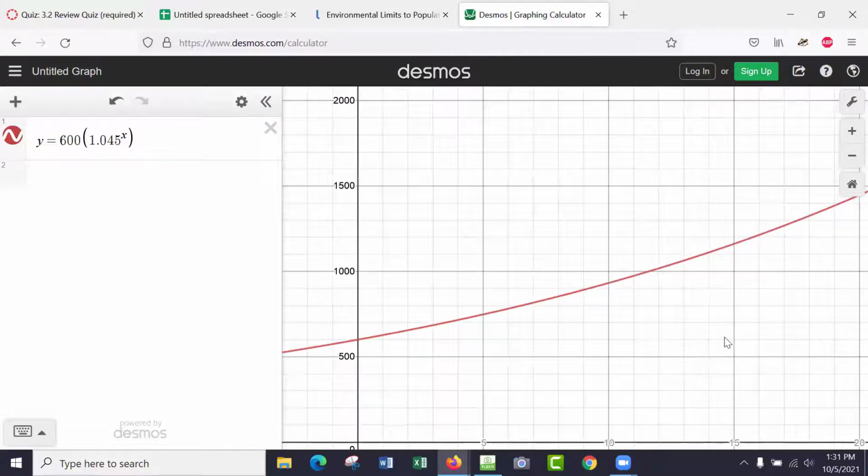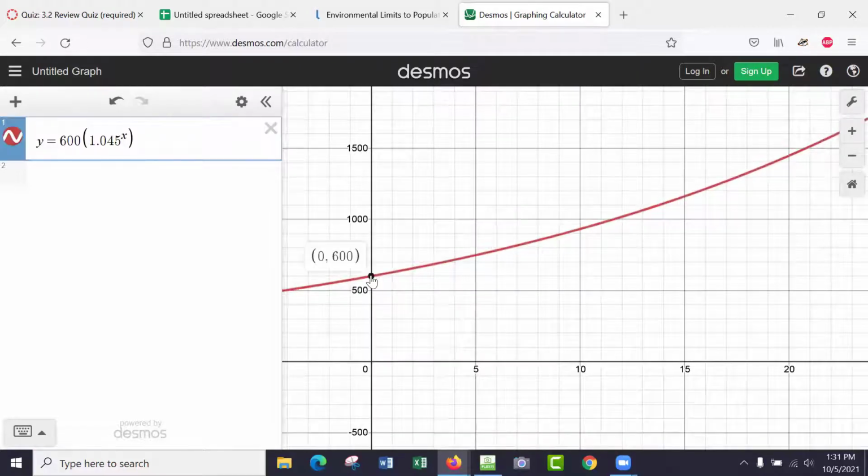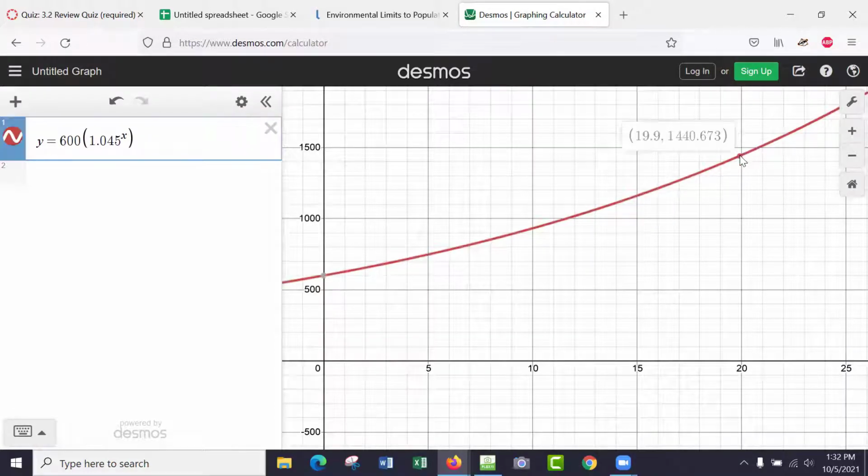Can you all see that graph? I'll zoom out a bit. Can you see that graph now? So here is 0, 600. Tell me about that point there. What does that mean? Initially, at 0 years, the population of deer was 600. Remember that? And then we got 627. After 1 year, the population was 627 deer. Agreed? And then we went up and up and up, and at 20 it was about 1447.